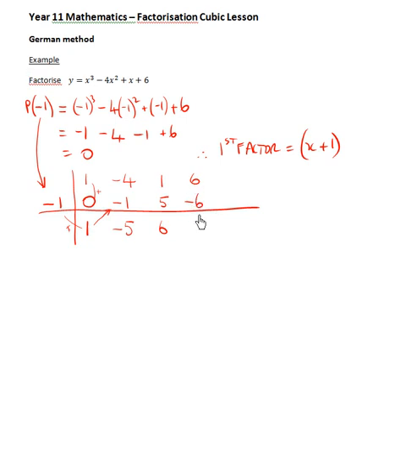Then you add the next column and you get 0, and that is always 0. If you don't get a 0 there, you've made an error.